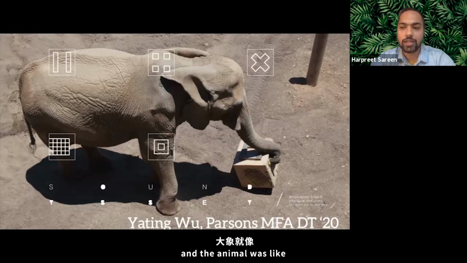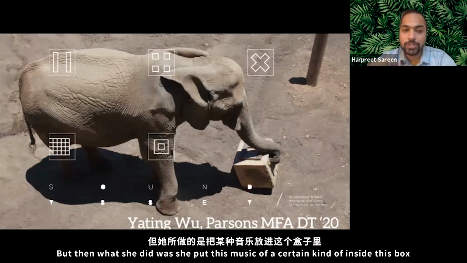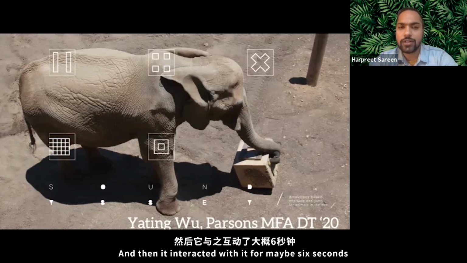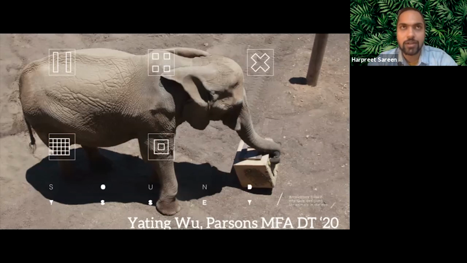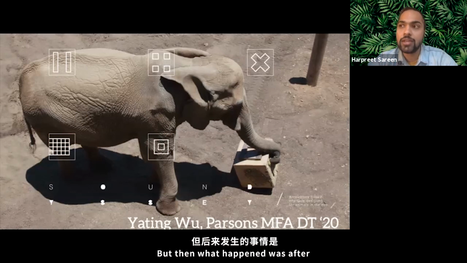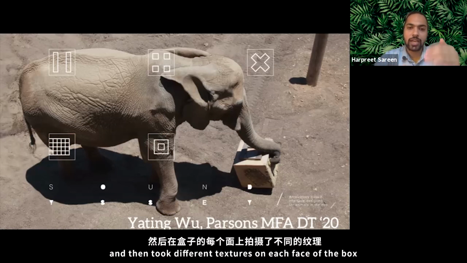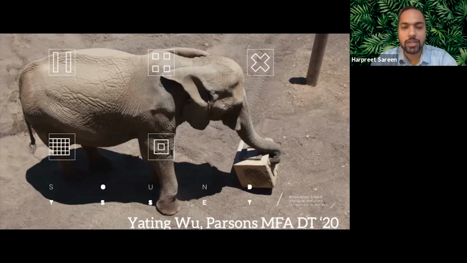So she designed this object where she took a box and put it in front of an elephant, and the elephant was like, I don't care. But then she put a small music player, a certain kind of music, inside this box, and the elephant was interested and interacted with it for maybe 6 seconds. Then she took different textures on each face of the box. On each face she also mapped a different music, right?